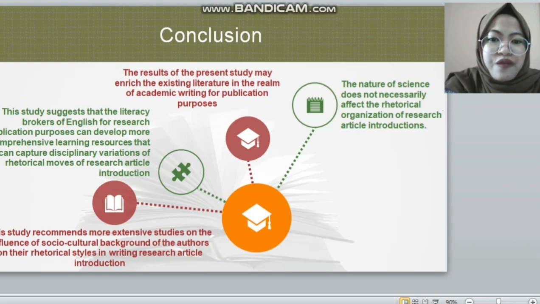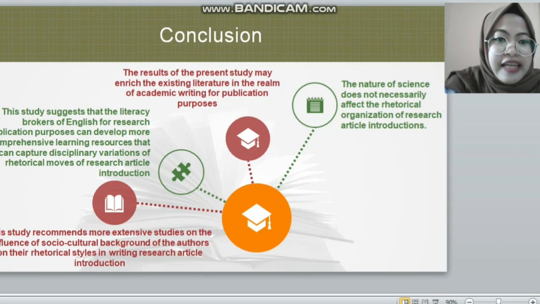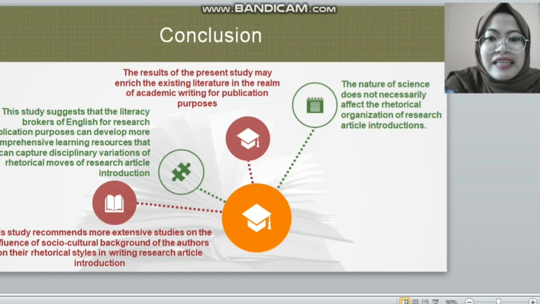Alright, then let's move to the conclusion of this study. We can conclude four points here. The first one is that the nature of science does not necessarily affect the rhetorical organization of research article introductions. And the second point is that the results of the present study may enrich the existing literature in the realm of academic writing for publication purposes.